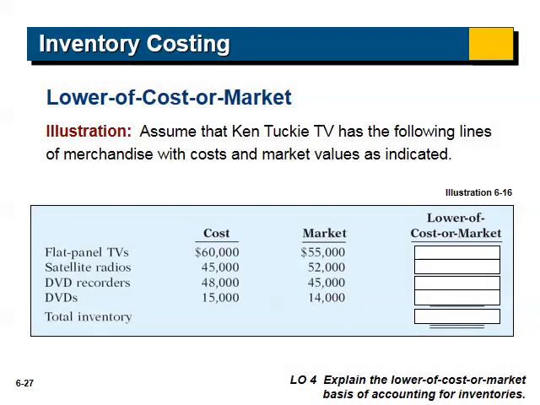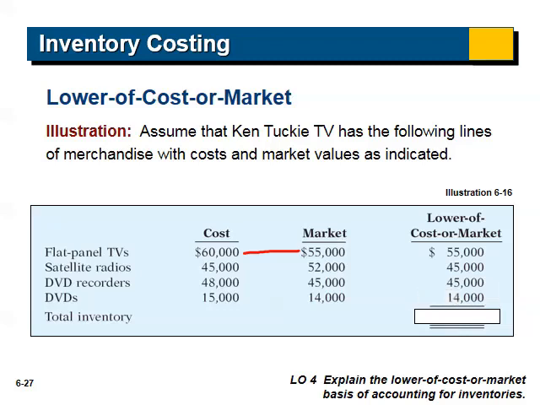Here's an example. Compare your cost to your market price. Now remember, market is replacement cost, what it would cost if I had to go out and buy it today. And we choose the lower. 55,000 is lower there. The next one, 45,000 is lower. The next one, 45,000 is lower. And the last one, 14,000 is lower. And so we add up our inventory and it is $159,000. That's how we would value it on the balance sheet. Now remember, for cost, we would have used one of those 4 cost flow assumptions to come up with that number.